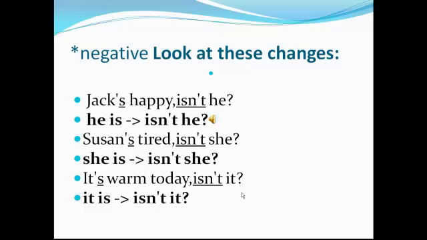Negative tag questions. Look at the following changes. Jack's happy, isn't he? He is, isn't he? Susan's tired, isn't she? She is, isn't she? It's warm today, isn't it? It is, isn't it?